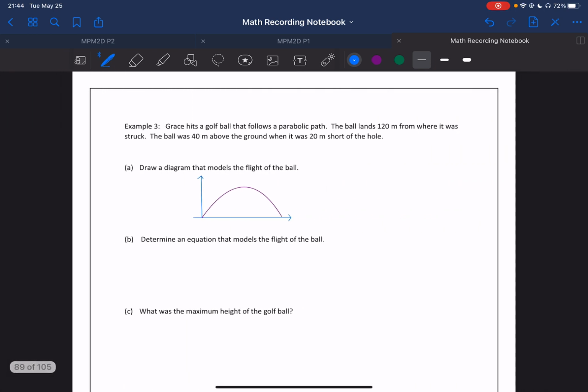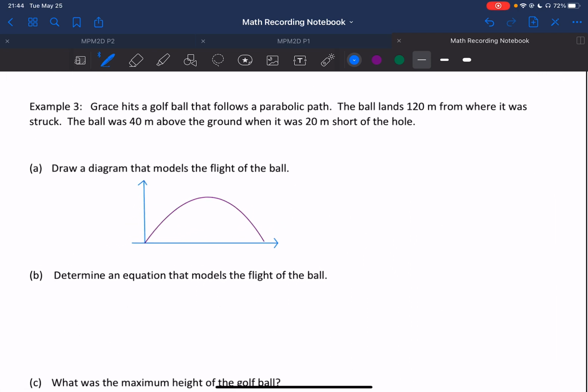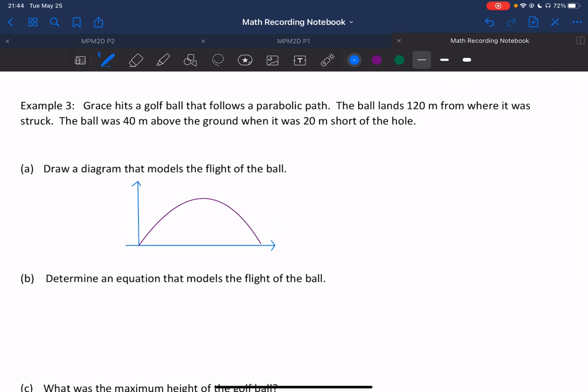Let's move on to the next question. Example 3. Grace hits a golf ball that follows a parabolic path because it's a great shot and it's just a perfectly parabolic path. The ball lands at 120 meters from where the ball was struck. The ball was 40 meters above the ground when it was 20 meters short of the hole.